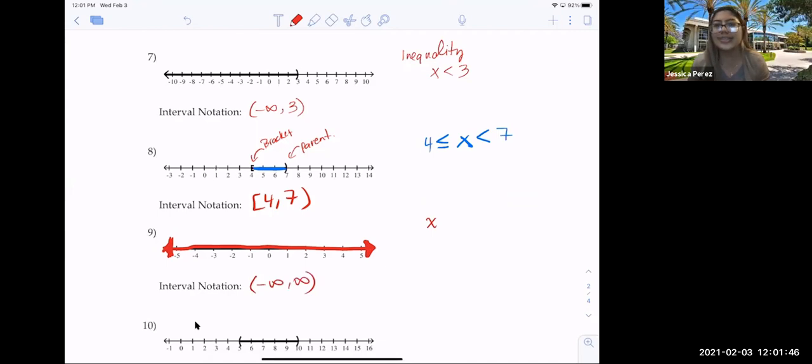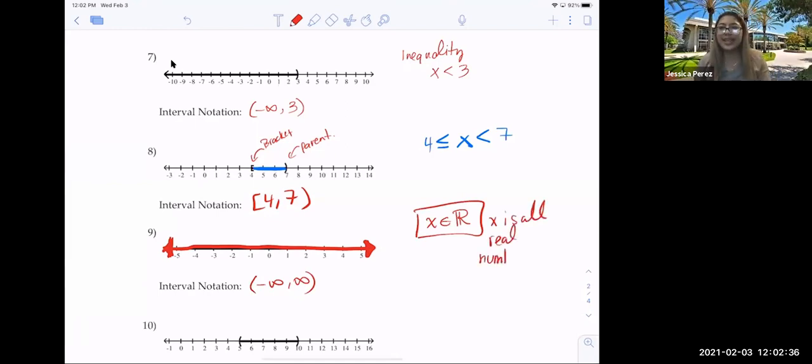So interval notation, it's negative infinity to positive infinity. It's the whole thing. And for my inequality, it would be X is all real numbers. You can say this, X is all real numbers, and you'll see it very soon. This symbol means X is all real numbers. So any real number, this little R with two dashes, that means X is all real numbers.